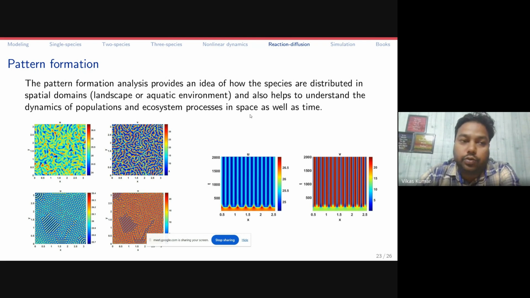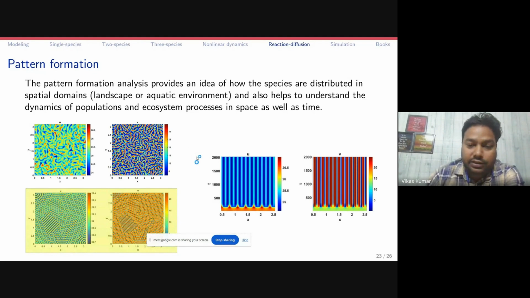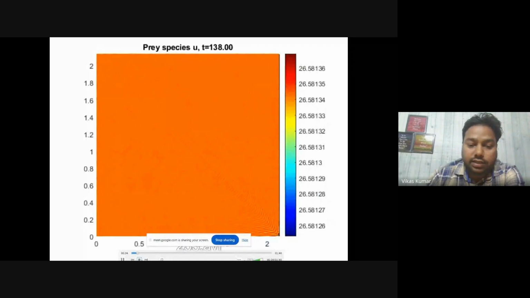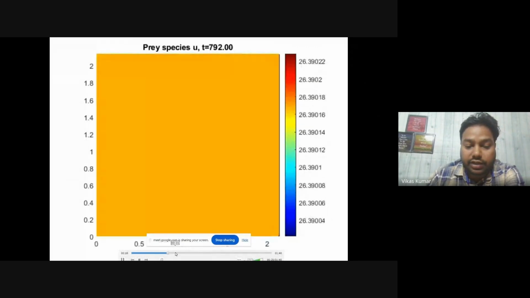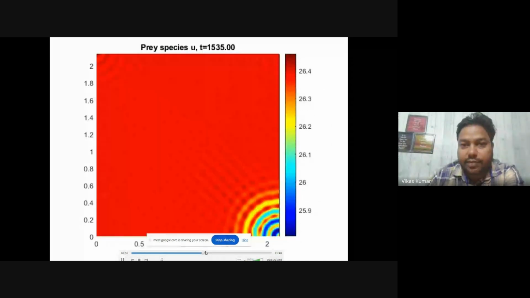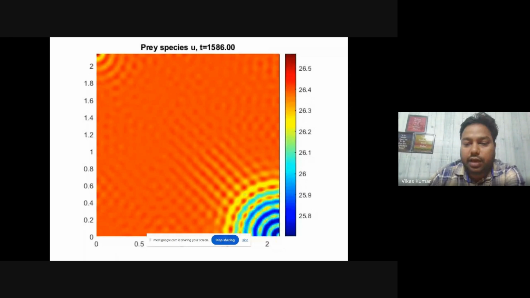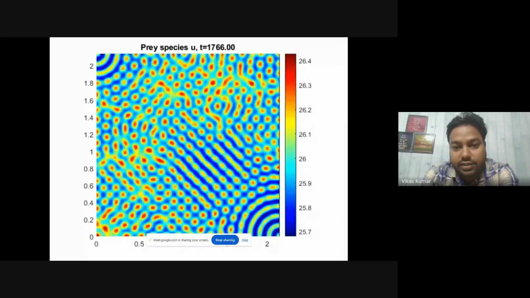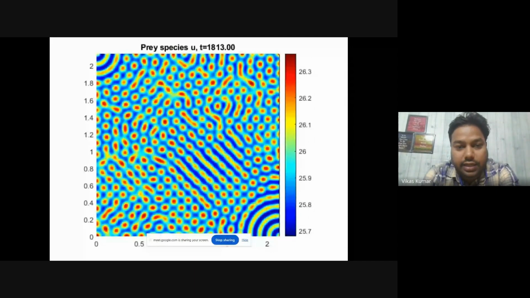So maybe if you want to, you can start work on pattern formation theory. For your interest, I will show you some animation, as I showed you for the ODE model. This is an animation for the PDE model. This shows the snapshot as I'm increasing time. Yes, now when I increase the time above 1500, you can see the patterns started forming. Now you can see here some patches, some hot spot patches.